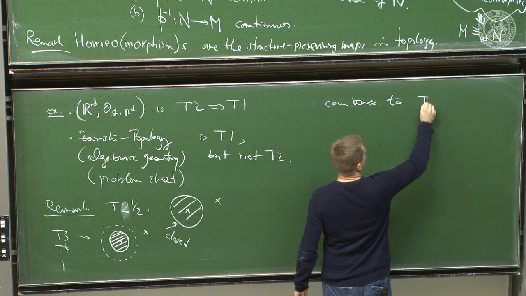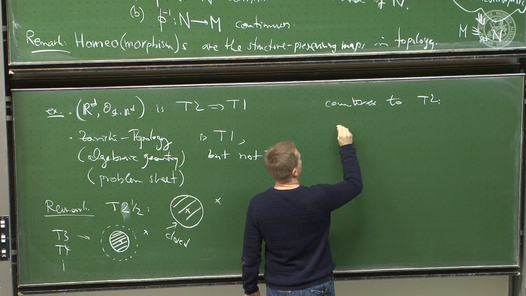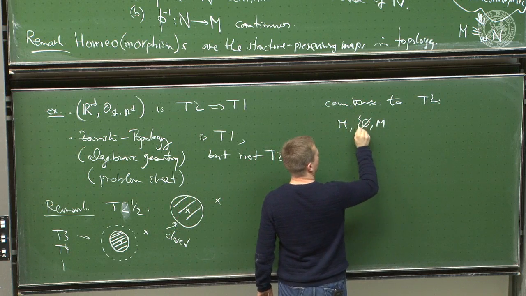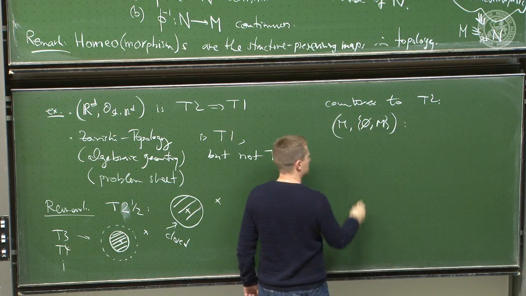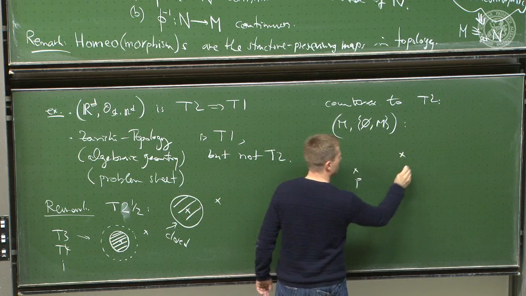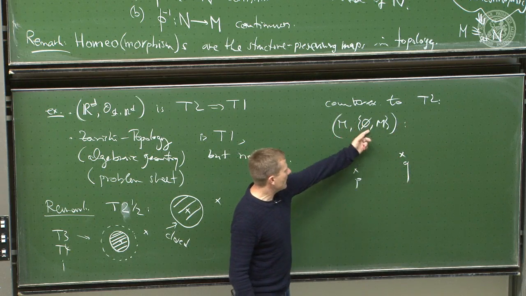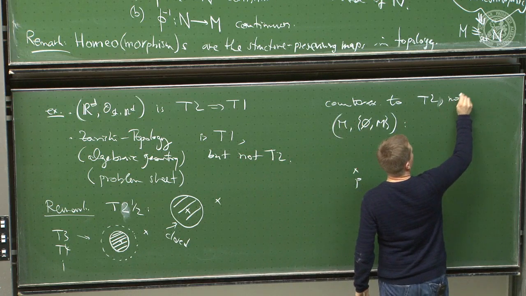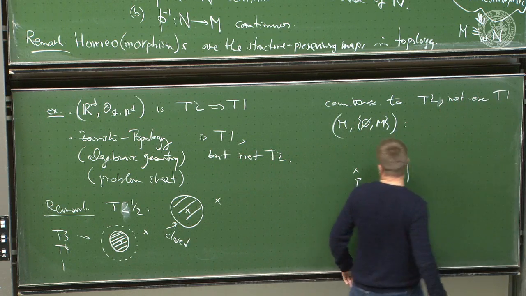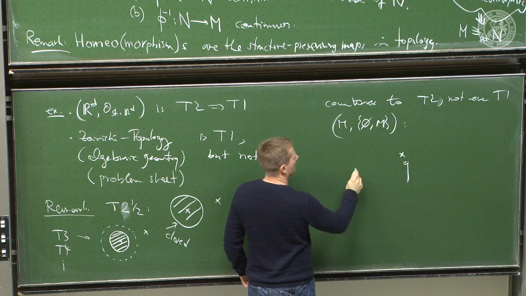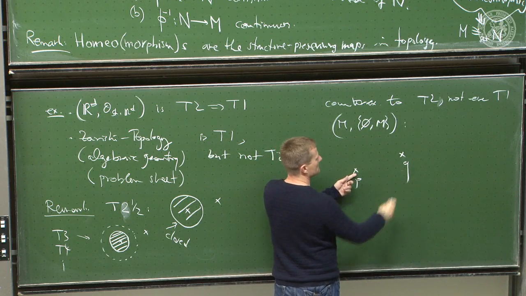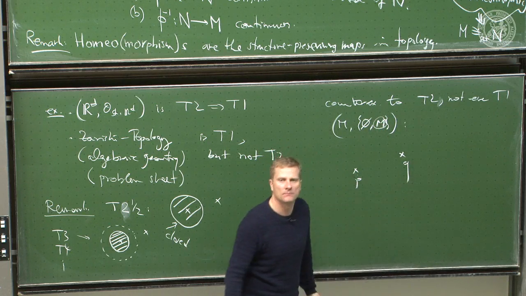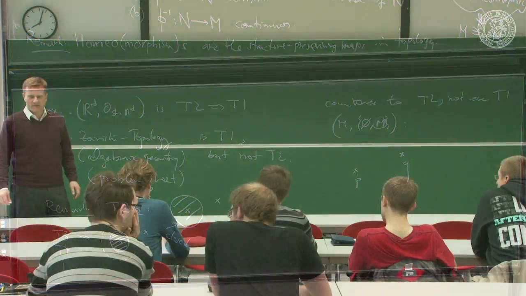Counterexample to T2 is M equipped with the chaotic topology, because you choose any 2 points P and Q in M, and now you need to find, well, it's not even T1. It's not even T1, because you will never find an open set in which P lies that doesn't contain Q, because the only open set in which it can lie is all of M. That's on the problem sheet.